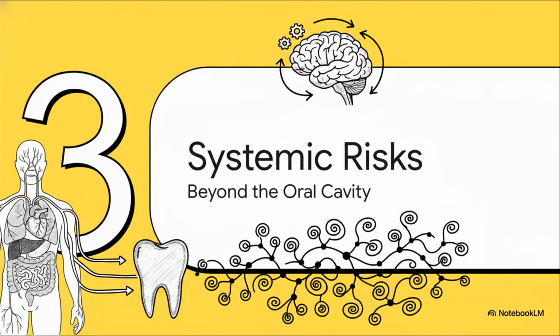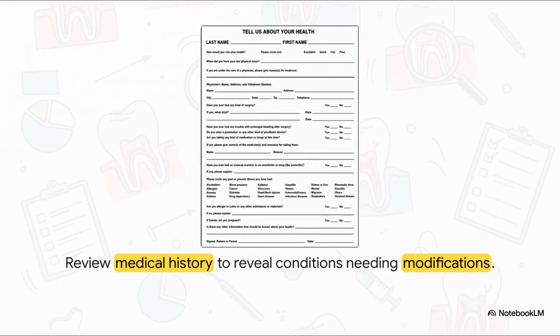Okay, Section 3, systemic risk mitigation, beyond the oral cavity. Let's just pause for a second. We need to analyze the systemic impact of the patient's medical history. Taking this cognitive pause gives us the mental breathing room we need to digest some pretty complex pathophysiological connections. You must review and physically initial a comprehensive health questionnaire at every single visit.